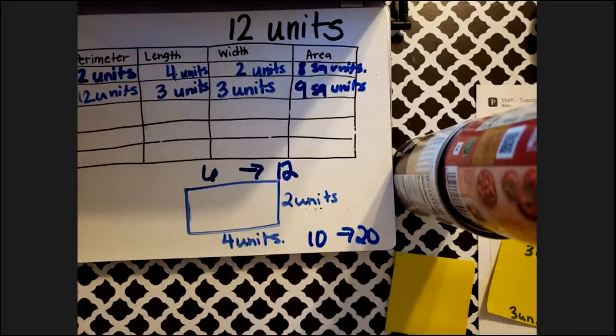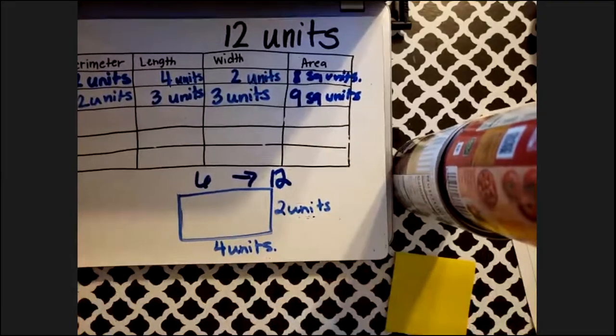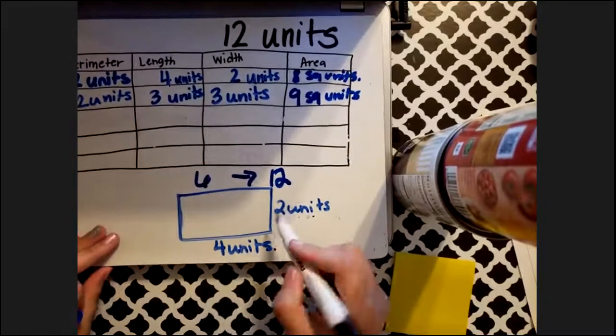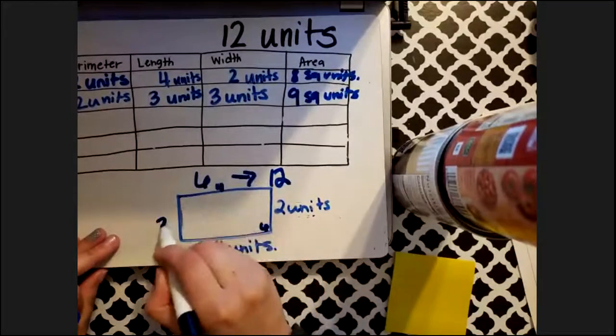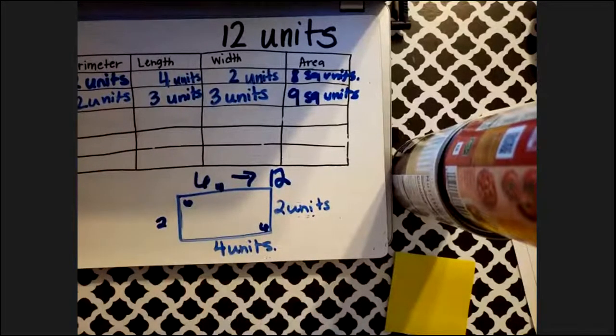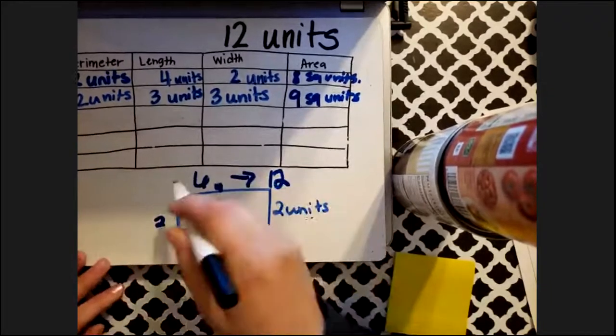Well, that's because, look, if I do 4 plus 2, that's 6. And then if I do 4 plus 2 again, that's going to be 6. So 6 plus 6 is 12. And 6 plus 6 is the same thing as 6 times 2. Because remember, when you're taking the perimeter, you're adding it all together.